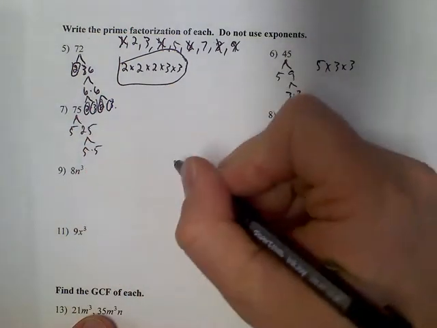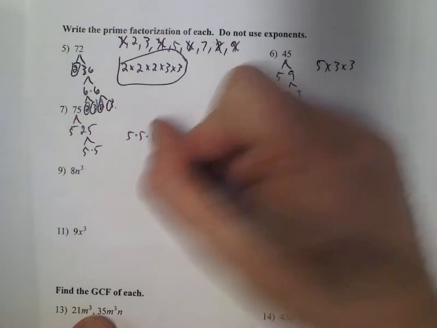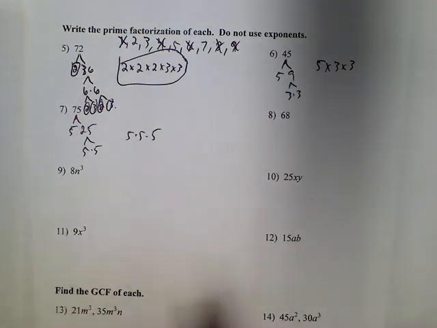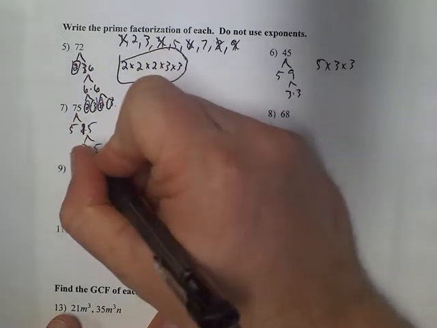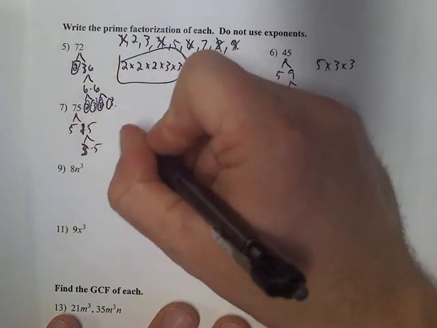So this would be 5 and 25, 5 and 5, so that would give me 5 times 5 times 5. Not 5, sorry, 15 is what I meant. So that would be 3 and 5. So 3 times 5 times 5.